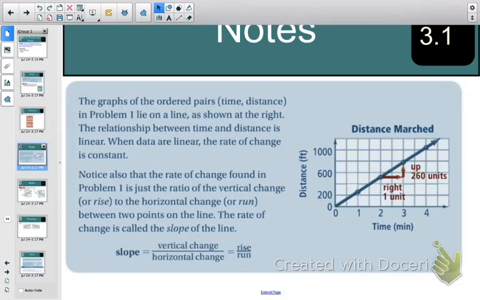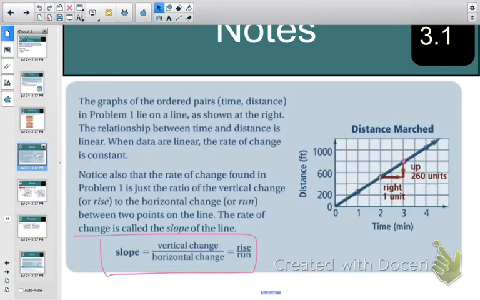All right, so when you have this plotted on a graph like this, you can just find the rate of change by looking at the rise over the run, or the slope. So our slope here is the vertical change over the horizontal change. So this is from the marching band problem. So notice they plotted each of these. So at 1 it was at 260, so they plotted that point there. And then 2, it was at 520, I think. So there's that point, and then 780, and so on.